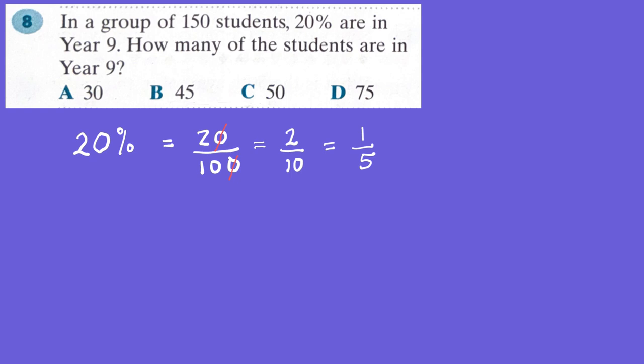20% is a fifth. If you were given 20-cent coins, how many coins would you need to make $1? You would need 5 coins. So 20% is 1 out of 5. So if there are 150 students and we divide them into 5, you will get 30. So 30 students are in Year 9. We must therefore highlight the first part.